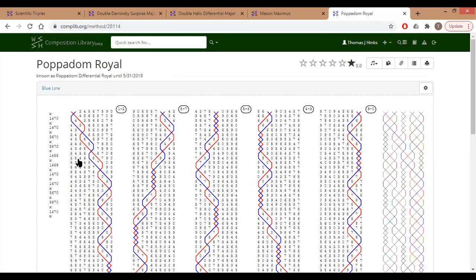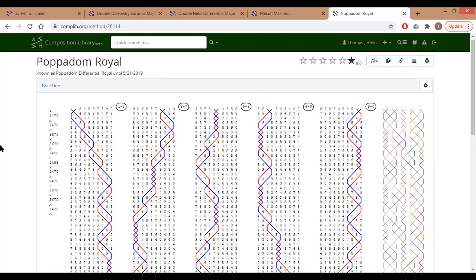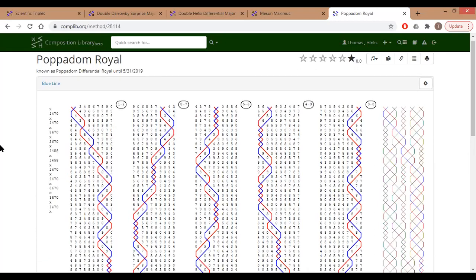One final one on method structure is this method called Poppadom, and again it fits in several categories, an amusing name. It was first rung in a peal where we rang Poppadom first for about 700 changes and then switched into Yorkshire Royal. So we decided to call it Poppadom because it's like a little starter at the beginning of the main meal.